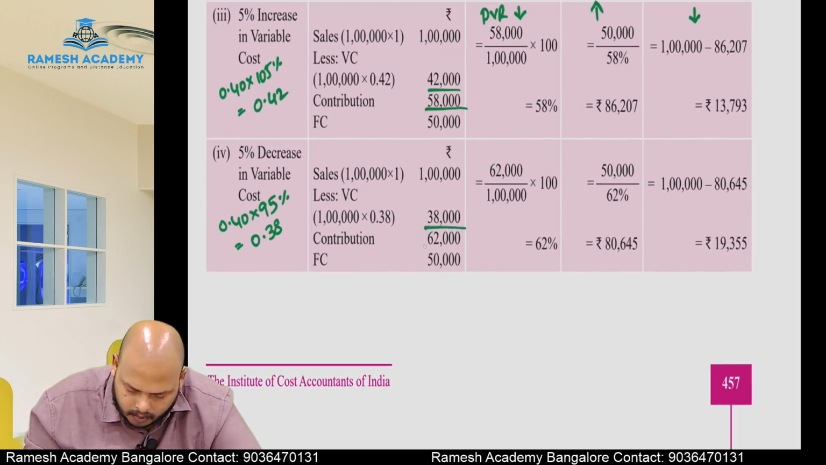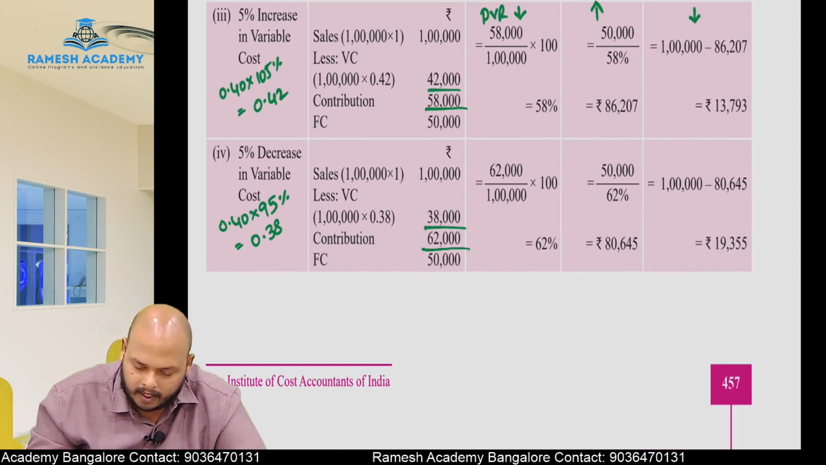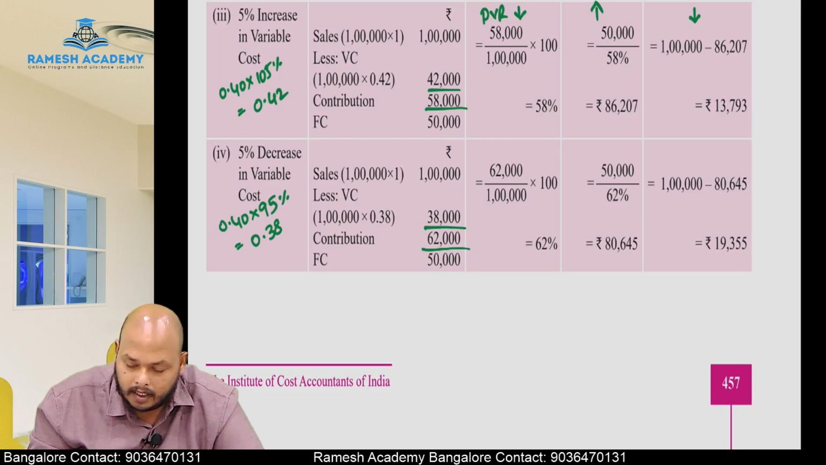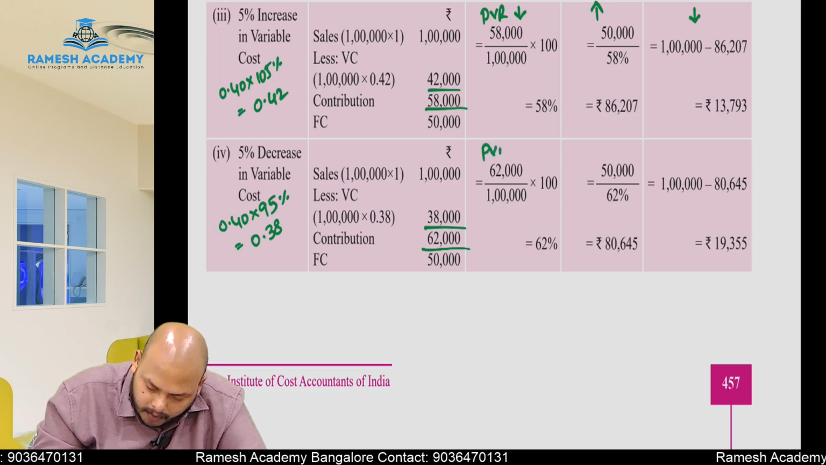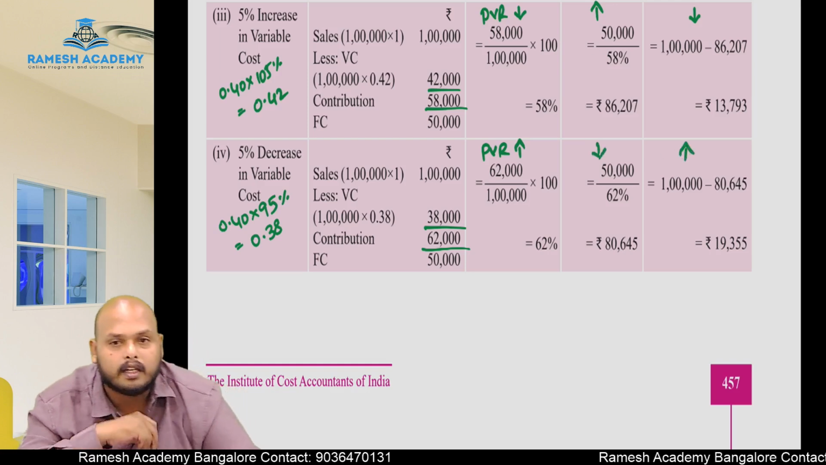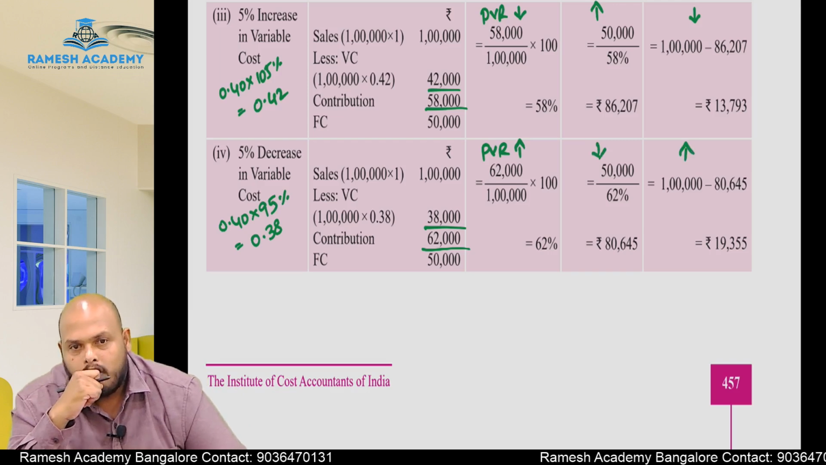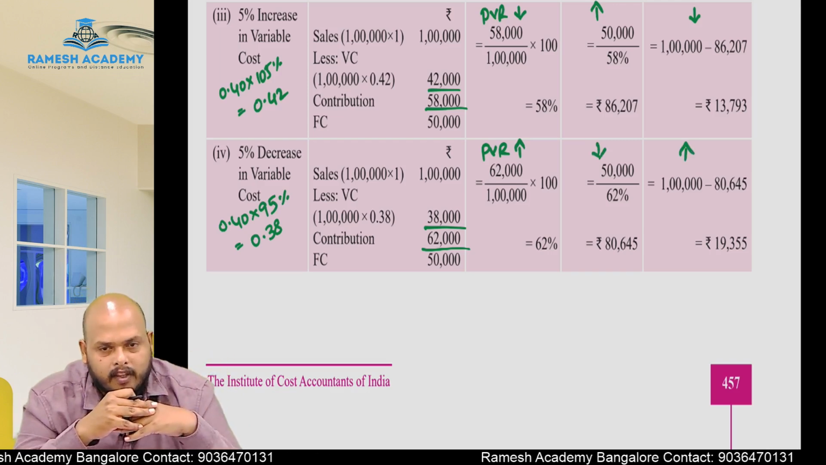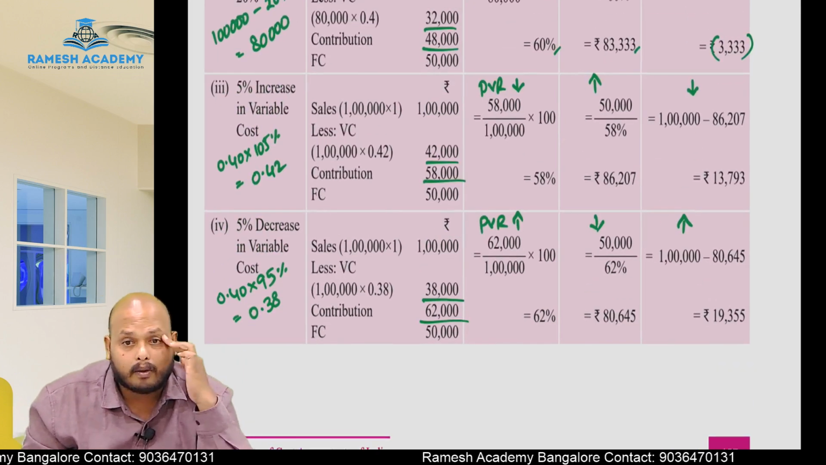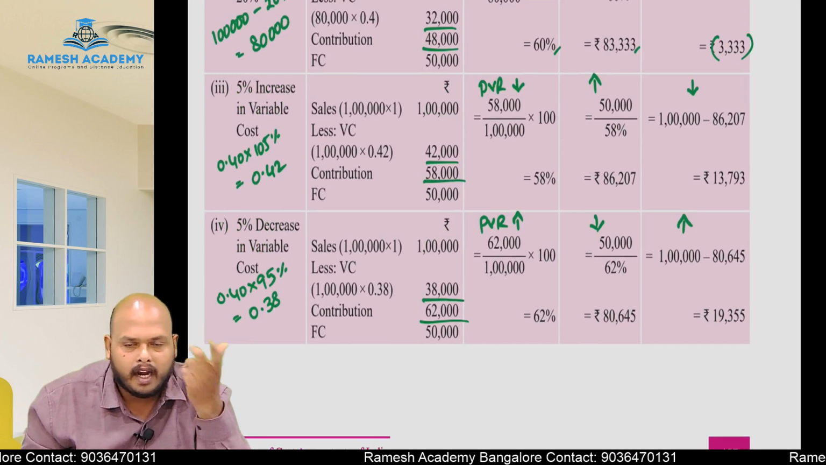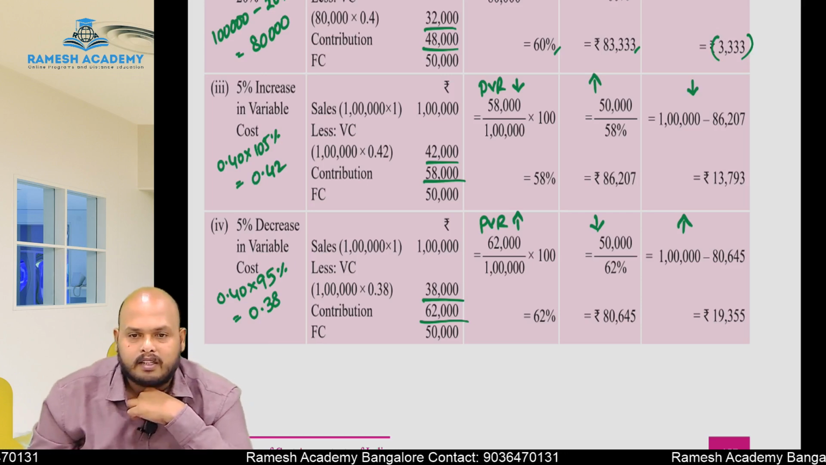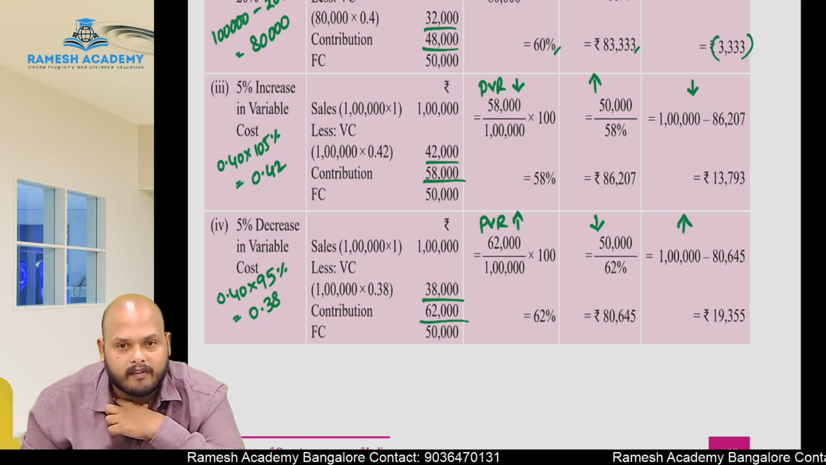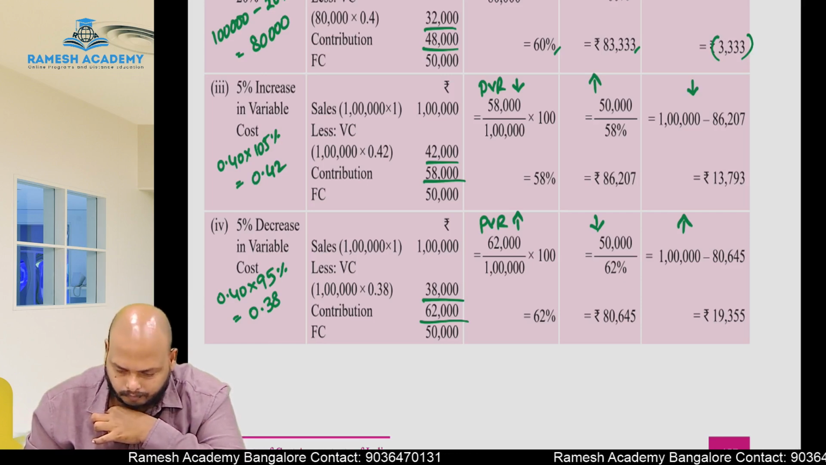So how much is the contribution? 62,000. 62,000 by 1 lakh into 62%. Break even 80,000. Margin of safety 19,000. Means when the variable cost is decreasing, PV ratio is increasing and break even point is decreasing. Margin of safety increasing. Okay na? So when the variable cost is decreasing, PV ratio increases and break even point decreases. Break even point decreases and margin of safety increases. This is the effect. Okay na?